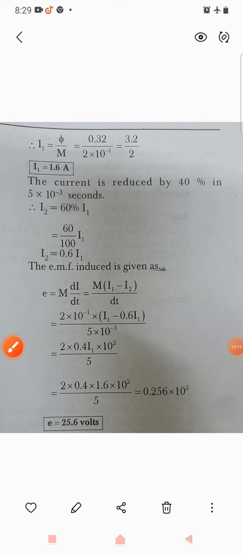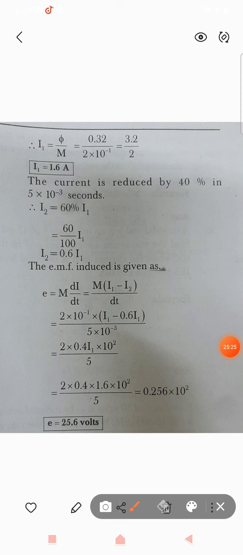Friends, again I am going to explain this concept. In this question, first we have to calculate the value of I, that is phi is equal to M into I. So I is equal to phi upon M, so 0.32 upon 2 into 10 raised to minus 1. Based on that, 3.2 upon 2, we have got the value of electric current as 1.6 ampere. Then the current is reduced by 40%. So as it is reduced by 40%, 60% is remaining during the time interval of 5 into 10 raised to minus 3 seconds.